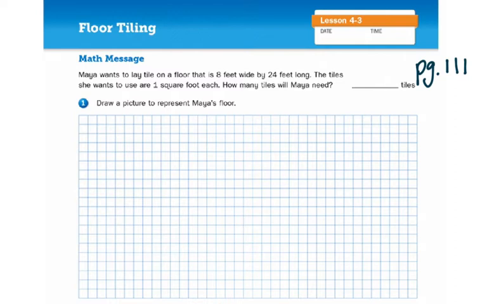So I'm going to go ahead and count 24. You're going to do this with me on page 111. Go ahead and count 1, 2, 3. Carefully count 24. They're pretty small. And then 8 feet wide. 1, 2, 3, 4, 5, 6, 7, 8. Now what we need to do is go ahead and enclose this.